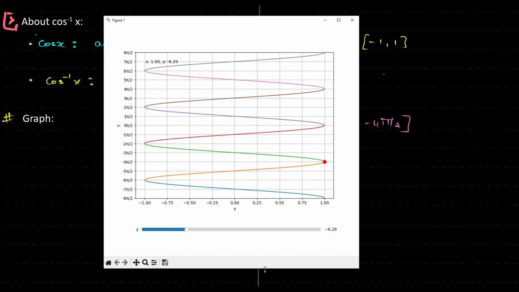Now, the next branch is from -4 pi by 2 till -2 pi by 2. So basically, to be honest, -2 pi to -pi, right? So this branch again will cover all the values from -1 to 1. So that's what a branch does.